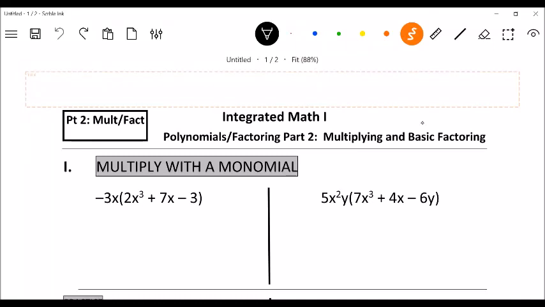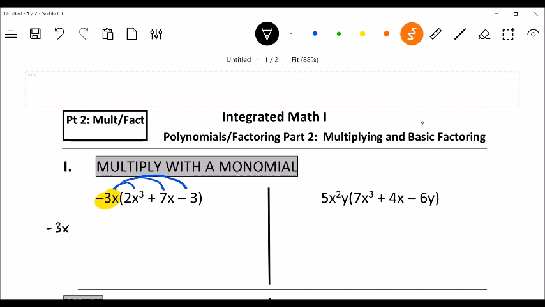Welcome. Let's look at part 2 for this unit on polynomials and factoring. We're going to start with essentially just normal distribution like everyone's done before. So we're going to take a monomial and multiply it into the parts of this trinomial. We're going to use the rules we know about exponents to do that.